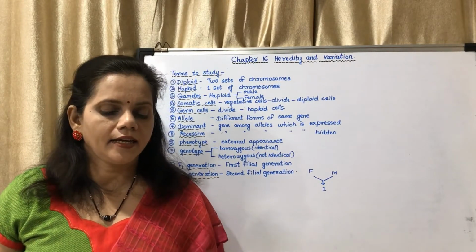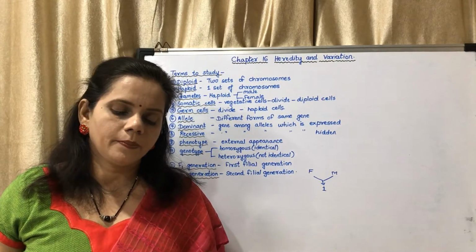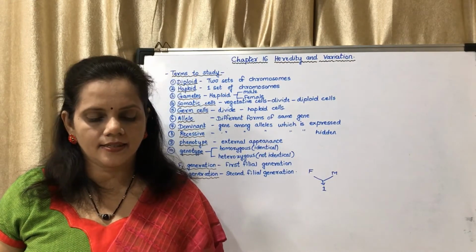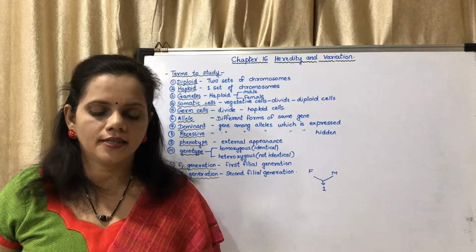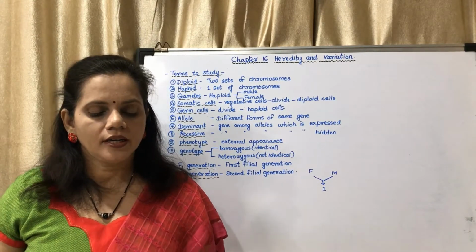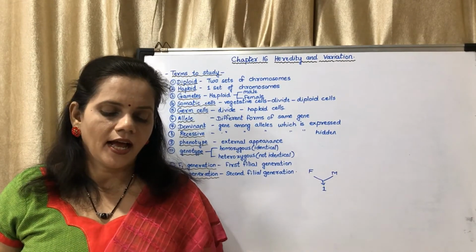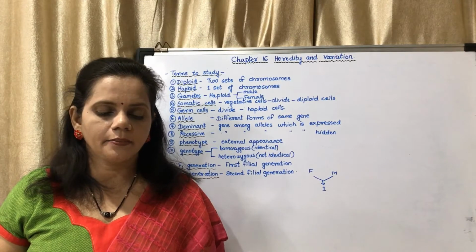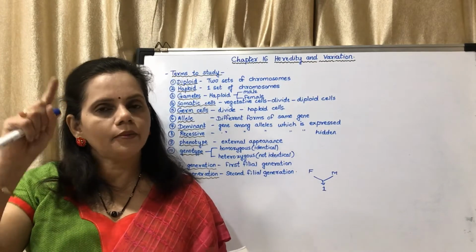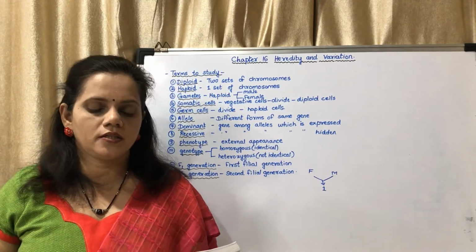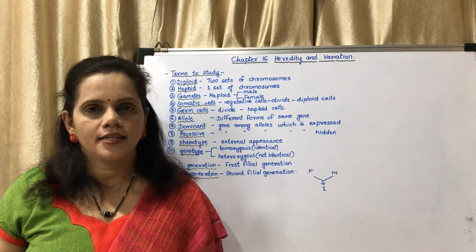Color of the seed, yellow is dominant, green is recessive. Color of the flower, purple is dominant, white is recessive. Shape of the pod, inflated is dominant, constricted is recessive. Color of the pod, green is dominant, yellow is recessive. Position of the flower, axillary is dominant. Axillary means towards the sides, and terminal is recessive. Terminal means towards one end, towards the top. Height of the plant, tall is dominant, dwarf is recessive.